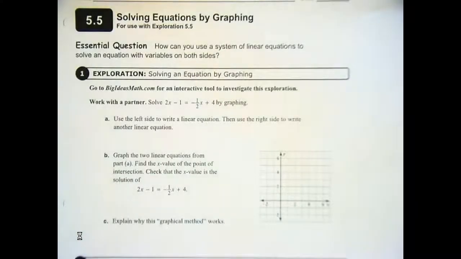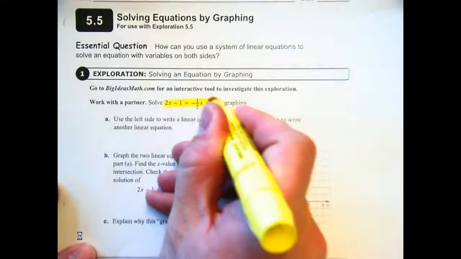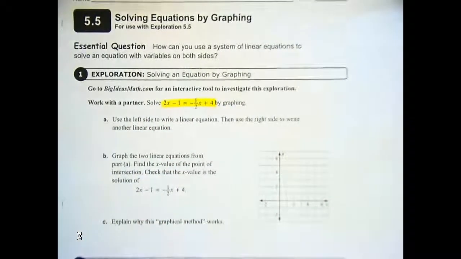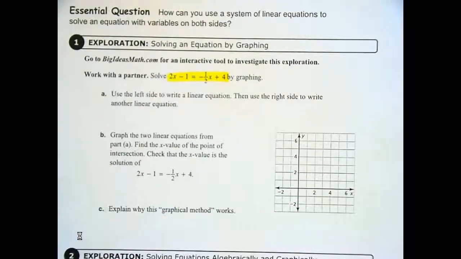Hey, 5.5, solving equations by graphing. So today we're going to go into another way of solving these types of equations, the ones you've seen in the past. You have a single variable. We're going to solve that by graphing. So go ahead and follow the instructions there in Exploration 1.